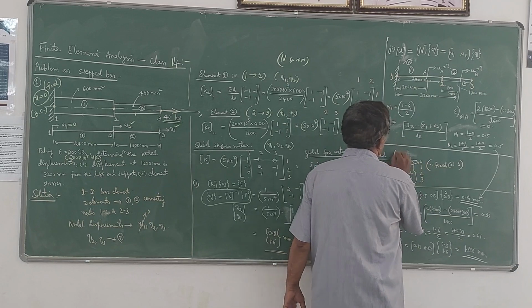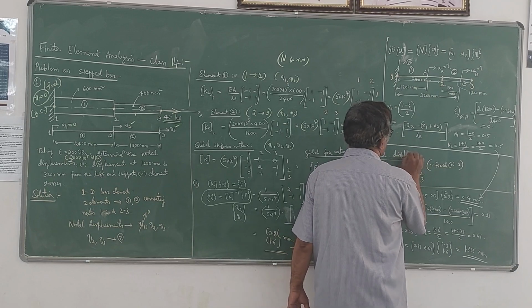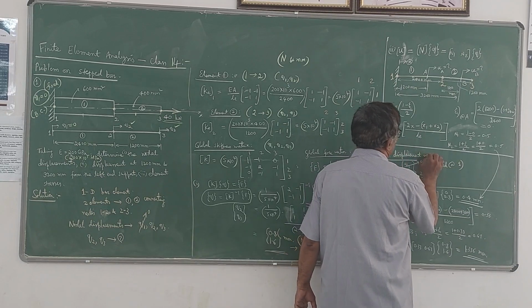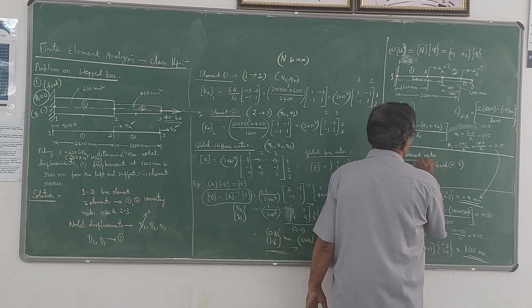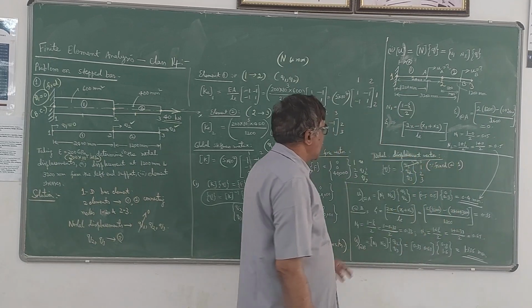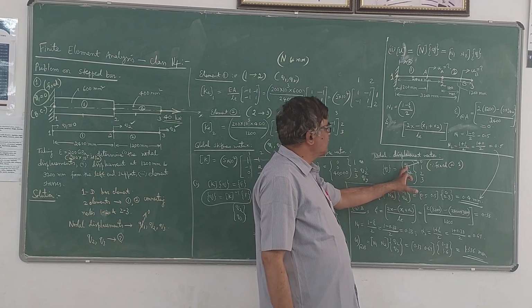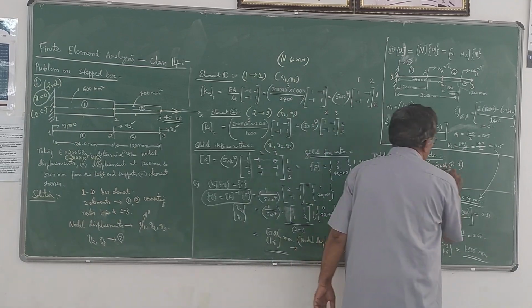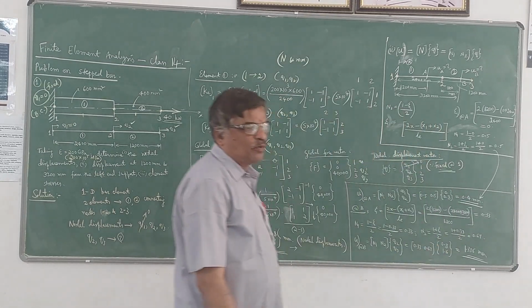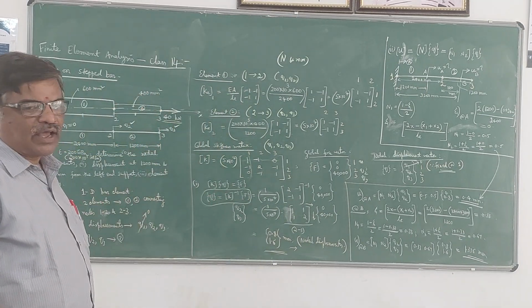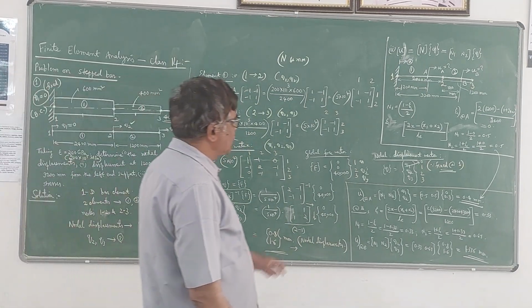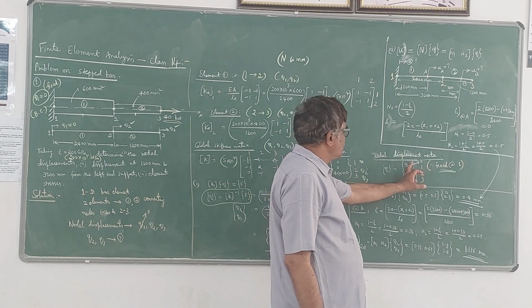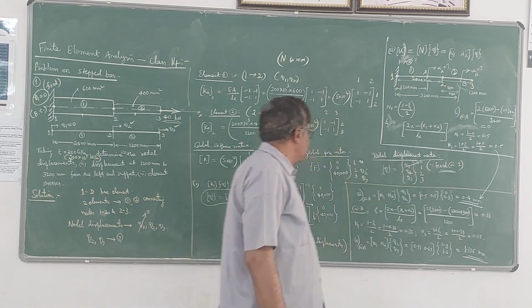Then the nodal displacement vector is Q1, Q2, Q3. So that is the unknown vector here. This we have to find out. Out of these three, you know that Q1 is 0 because it is fixed at node 1. So at the fixed support or at the fixed end, you don't have any displacement. Therefore, Q1 will be 0, and Q2, Q3 will be there.